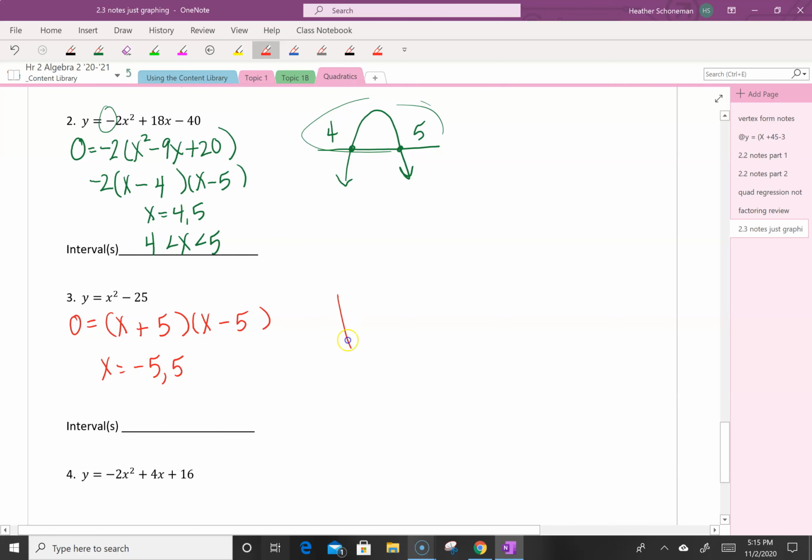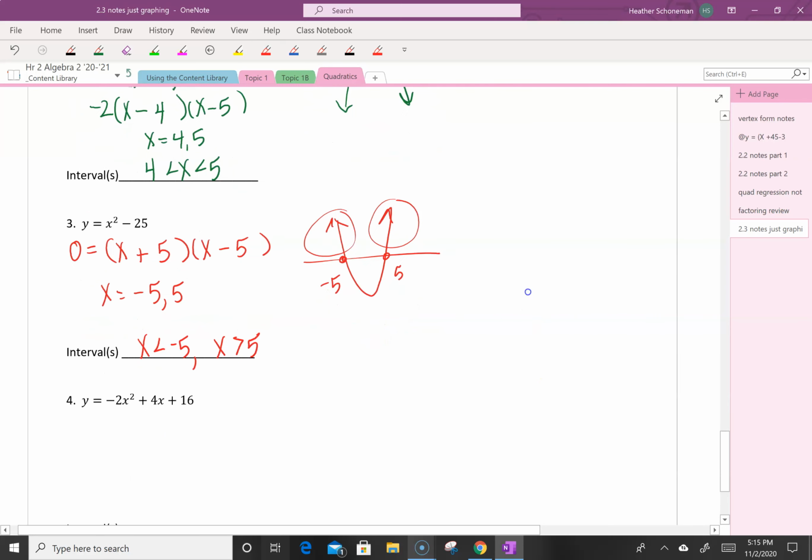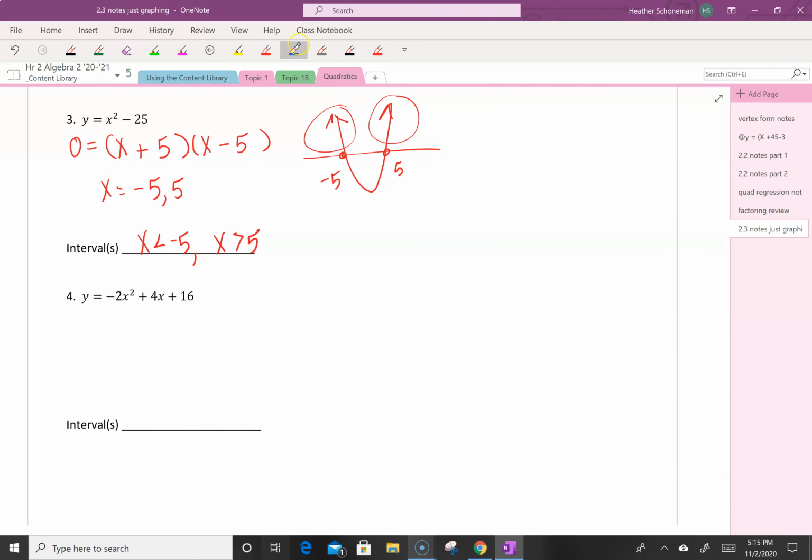This one, because it starts with a positive, it opens up. It's going to cross the x-axis somewhere at negative 5 and 5. So where it's positive are these two places. So where x is less than negative 5 and where x is greater than positive 5. On the last one, plug in 0.